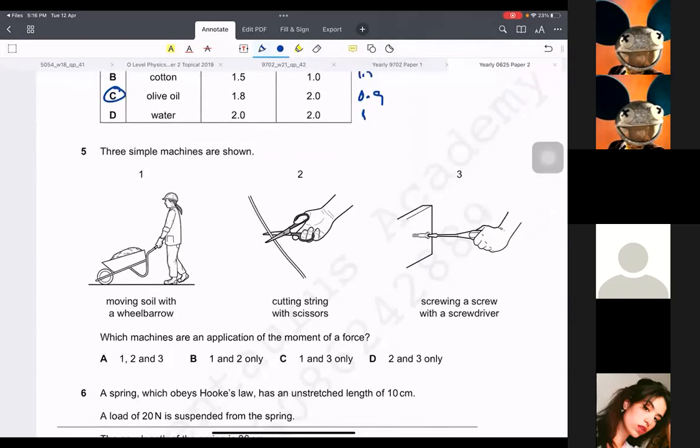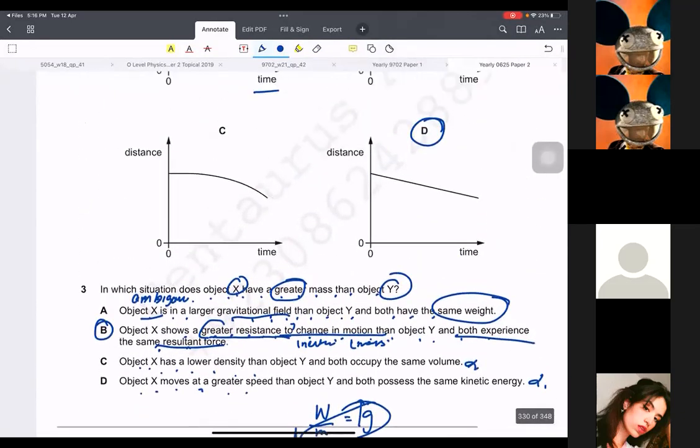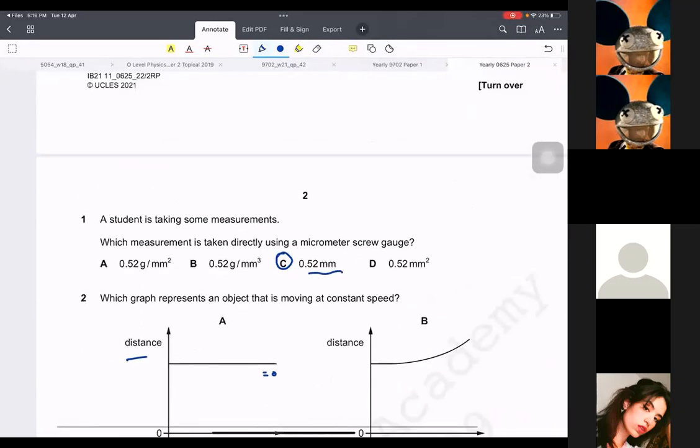Can you show the previous answer? Yes. It was B, and then it was D, and then it was C. All right.